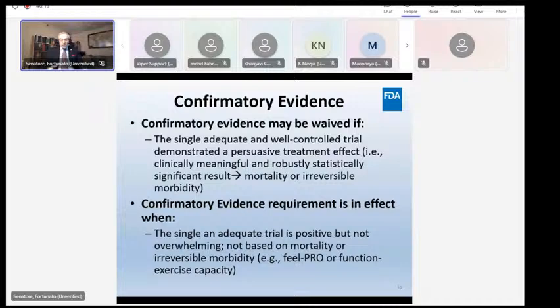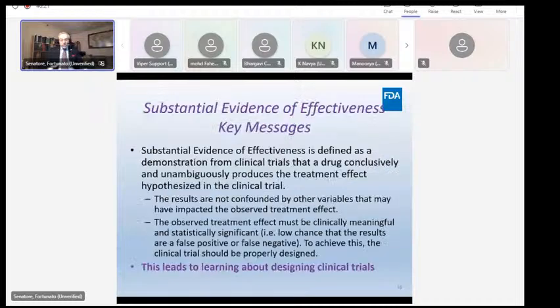So the key message of substantial evidence of effectiveness is that substantial evidence of effectiveness is defined as a demonstration from clinical trials that a drug conclusively and unambiguously produces the treatment effect hypothesized in the clinical trial. The results are not confounded by other variables that may have impacted the observed treatment effect. The observed treatment effect must be clinically meaningful and statistically significant. That is, a low chance that the results are a false positive or a false negative. To achieve this, the clinical trial should be properly designed.